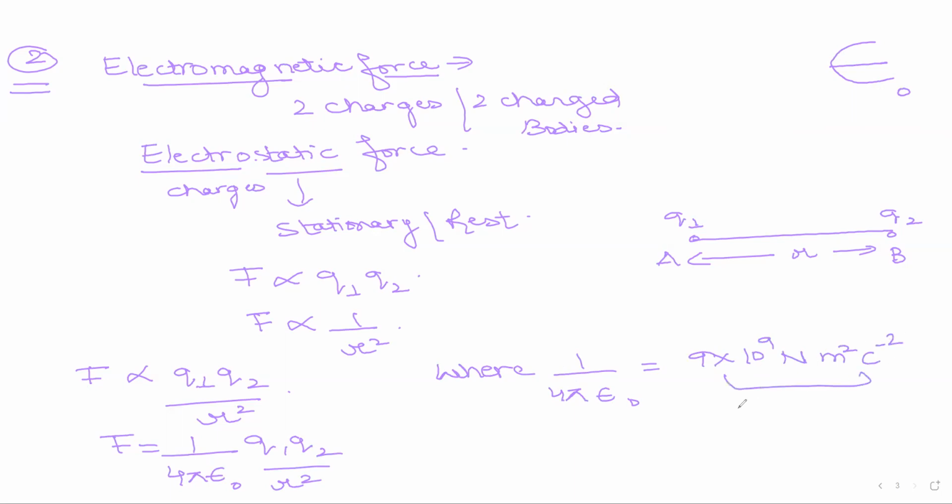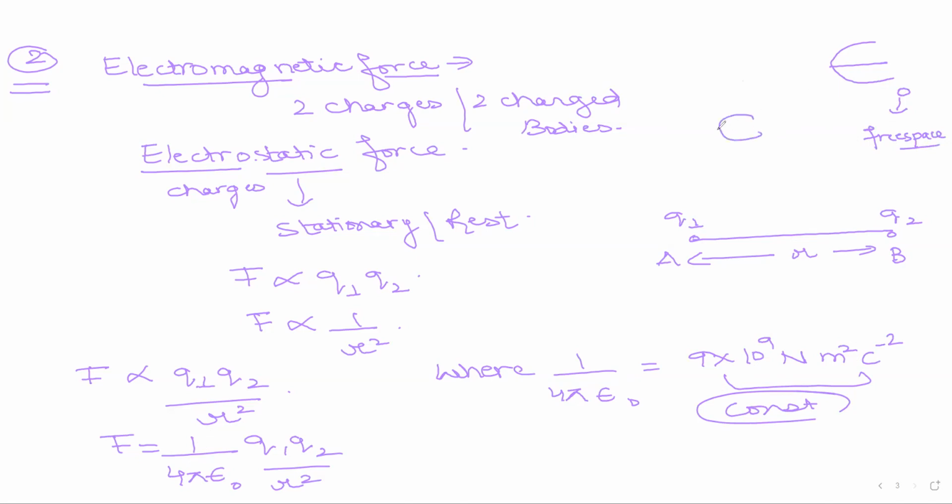Okay, so this is a constant quantity and has a particular value. This epsilon is basically permittivity. We will be studying permittivity in the further chapters. This naught signifies that this is free space, or we are taking it in vacuum.